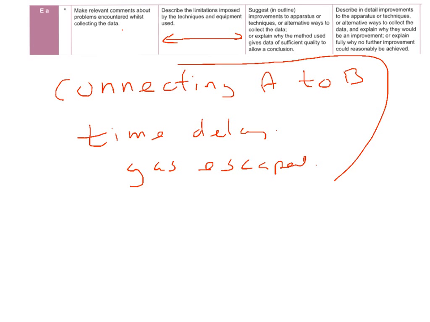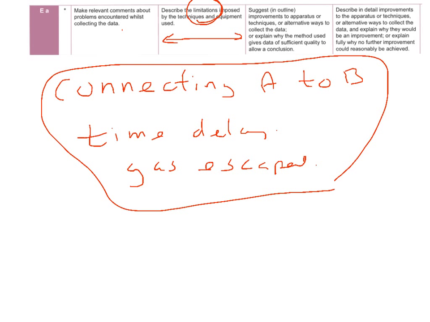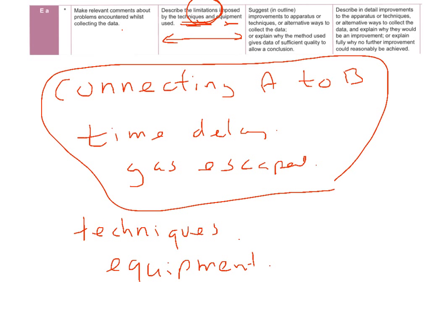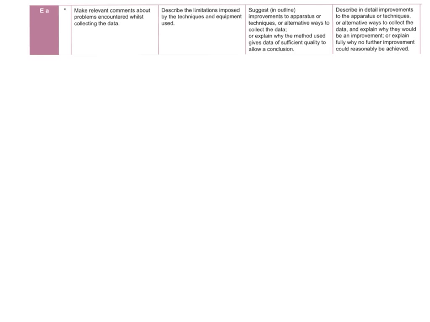You've basically got to make some sort of comment on the limitations. Okay, let's just clarify. It's got to be the techniques or equipment. So the technique is basically what you do, your method, how you put things together. And the equipment is obviously the bits of kit in front of you. So either and or both of those to get your 2 to 3 marks. Well, obviously you're still here. You don't want 2 or 3 marks. You're after a minimum of 5 or 6.